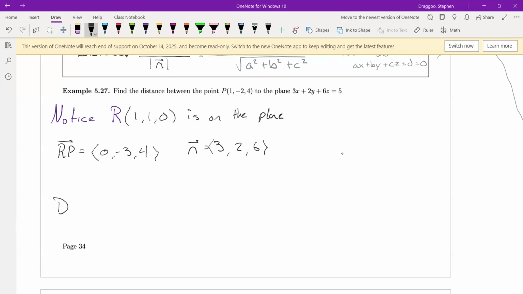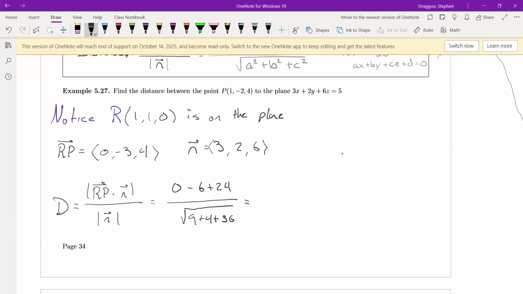So my distance then should be the dot product of those two. RP dotted with n, take its absolute value, and divide by the magnitude of n, which is 0 minus 6 plus 24 divided by the square root of, is that going to be square root 49 again? 9 plus 4 plus 36. Yeah. Again, I still wanted the absolute value up here, but that's just going to work out to positive 18 divided by 7.